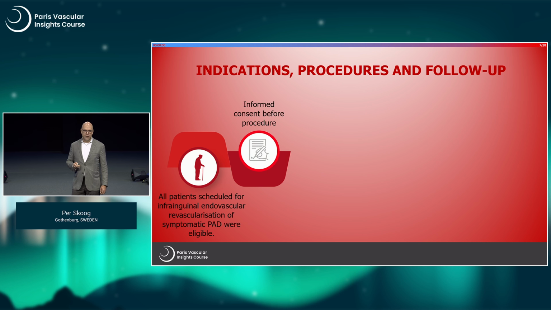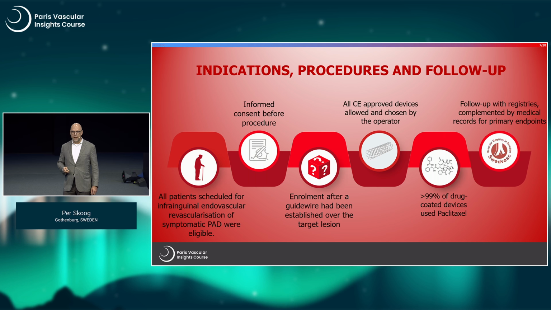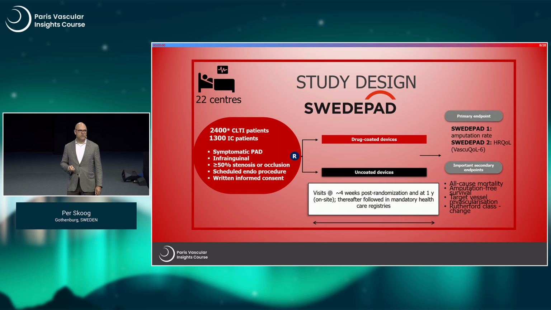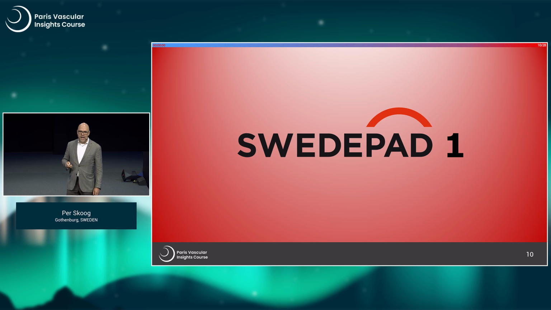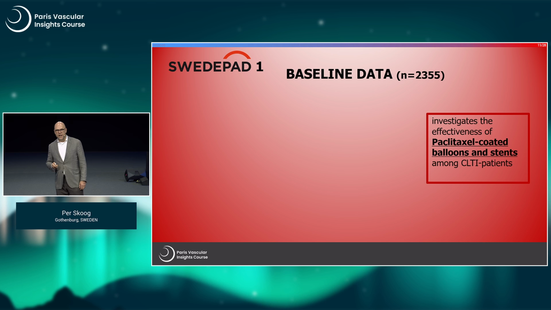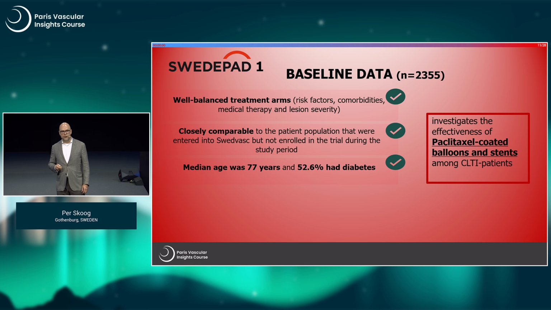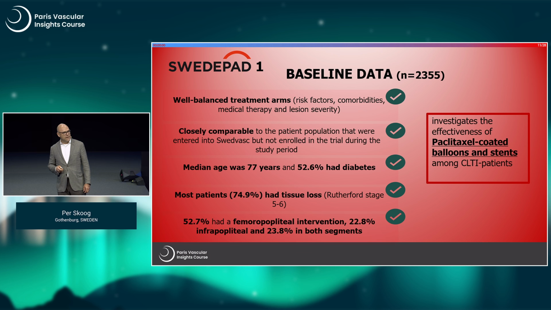Well, this is a robust RCT performed according to all the recommendations. And we have 2,400 CLTI patients and 1,300 claudicants allocated and randomized to either drug-coated devices, stent or balloons, according to the surgeon, or uncoated devices. We had different primary endpoints for the two categories of patients. In SWEDEPAD 1, the CLTI study, we have a very good randomization. The groups were well balanced and they mimic the everyday Swedish CLTI patient.